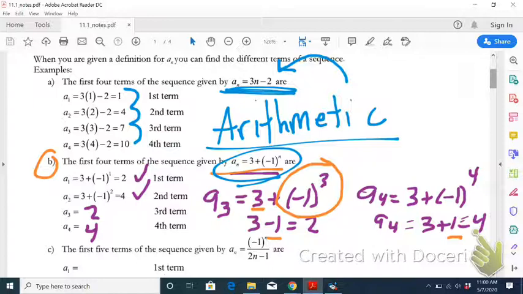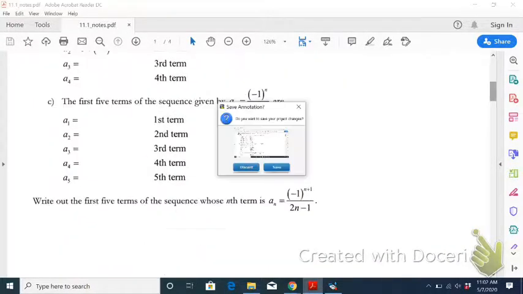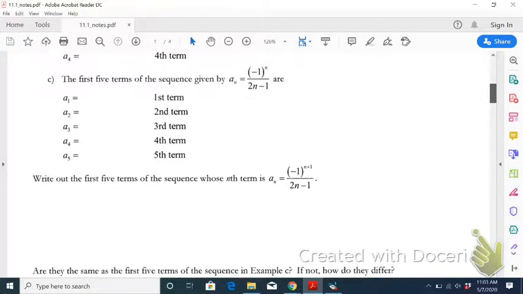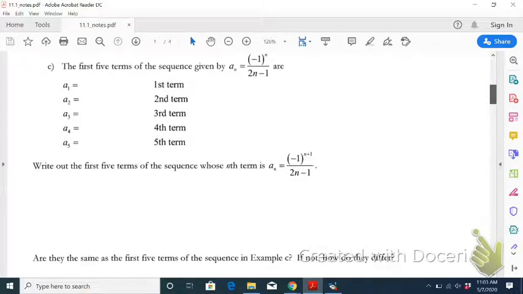Okay, so let's finish this video off by trying this example down here in C. Why don't you try C and then this one down here on your own. Pause the video real quick. And then when you unpause, I'll have the answers for you. Also answer this question on the bottom. Do these two functions, are the first 5 terms the same? And if not, explain how they're different.